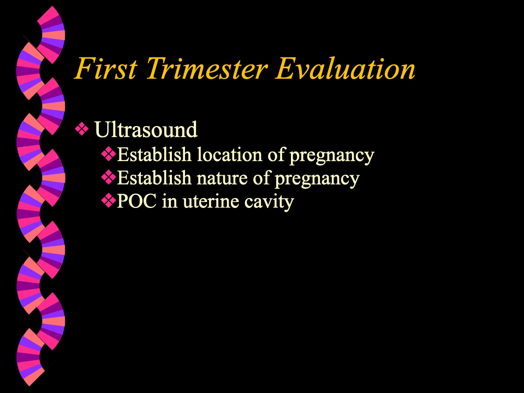Next, we're going to talk about first trimester evaluation. So how we use ultrasound is to establish the location of the pregnancy. Is it in the uterus? Is it not in the uterus? Then we want to establish the nature of the pregnancy. Is it normal? Is it not normal? Or does she have any retained products of conception in her uterine cavity?